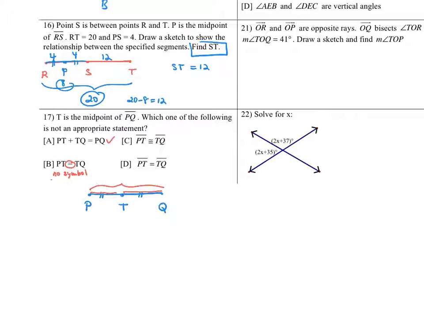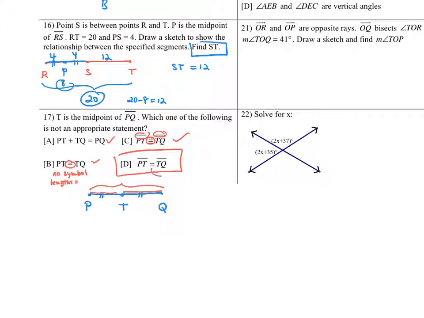So that means that their lengths are the same. And that's true in our picture, since PT and TQ are congruent, they have the same length. So that's okay. For C, it says that line segment PT is congruent to line segment TQ. We have the congruent symbol, and we also have the symbol for segments, so this is correct. D is the one that's incorrect, and this is what makes it tricky.